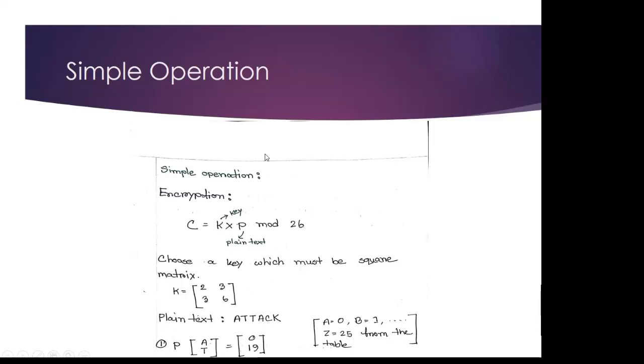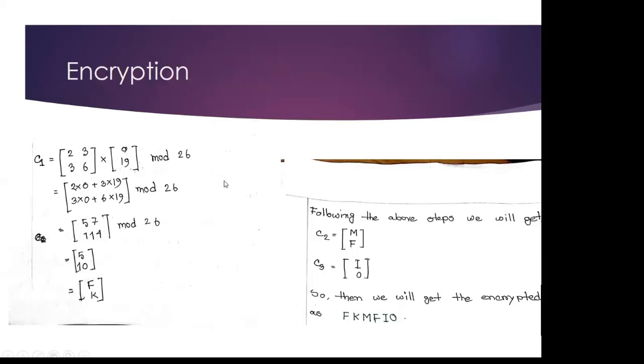First of all, we have to divide it into groups of two. So for P, we have taken the A and T group, where A equals 0 and T equals 19, where A equals 0, B equals 1, and Z equals 25 from the table we first saw. Then the encryption method. We know the formula, which is K into P mod 26. So here are the key value and the P value which we have found, and then we do the matrix multiplication.